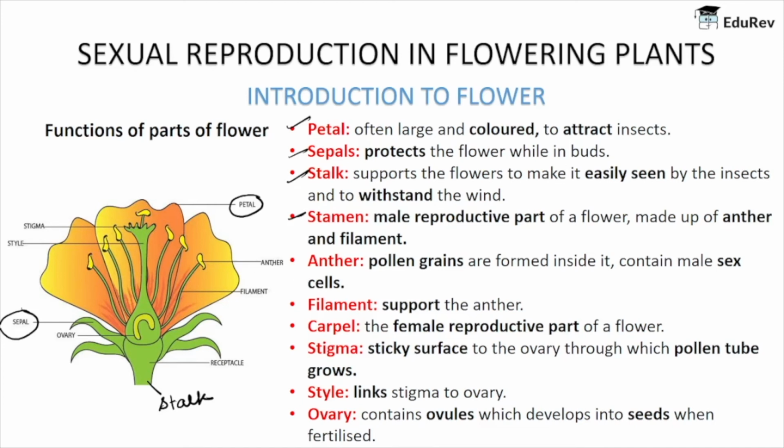Now, stamen is considered as the male reproductive part, as we have just discussed, and it is made up of anther and filament. So, if you remember, I have told you that anther and filament make the stamen. Now, inside the parts of a stamen, first one is the anther. Inside the anther, pollen grains are formed, which contain the male sex cells.